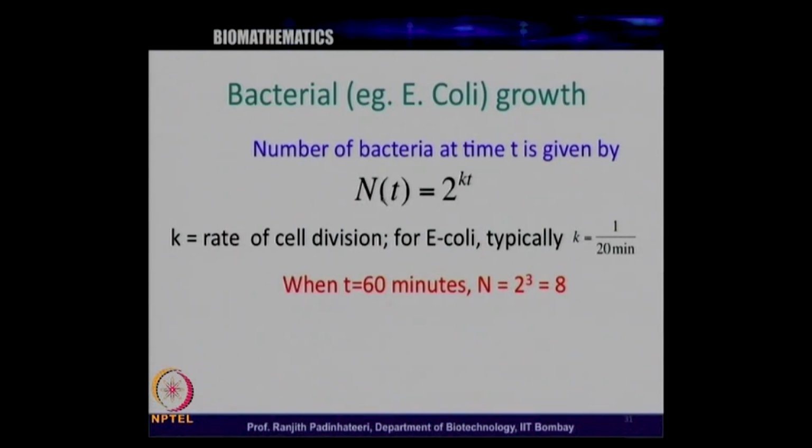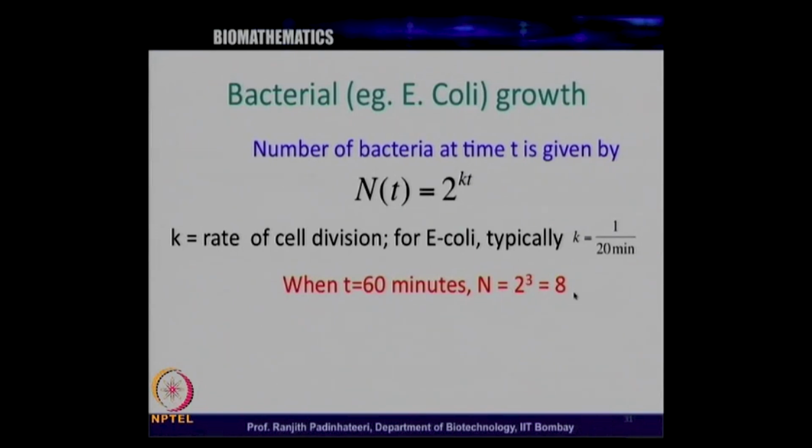The number of cells n as a function of time, n of t, goes like 2 power k t. So, what is 2 power k? k is the rate of cell division. For E. coli, typically k is 1 per 20 minutes. Every 20 minutes, 1 cell division happens. That is called the rate of cell division. So, if k is 1 over 20 minutes, when t equals 60 minutes, 2 power k t is 2 power 3, equal to 8.